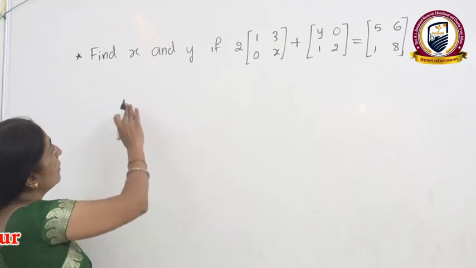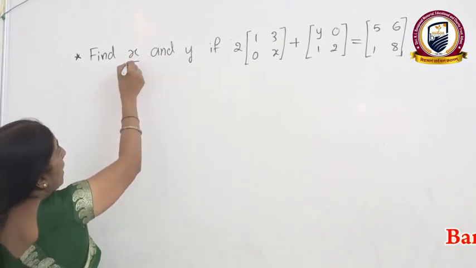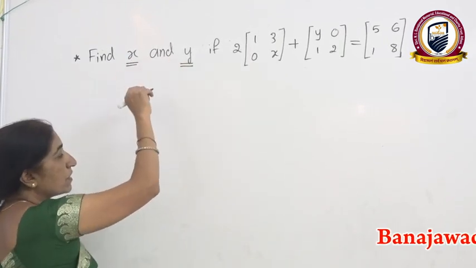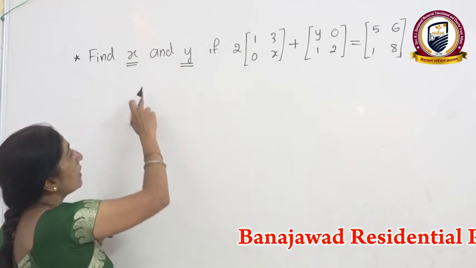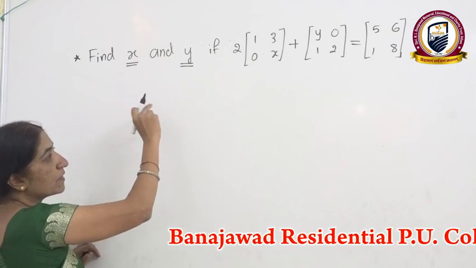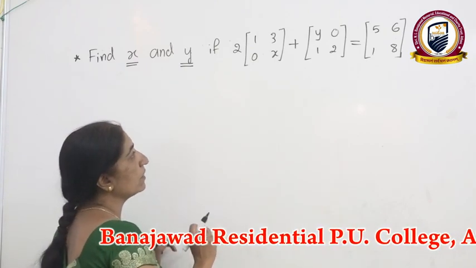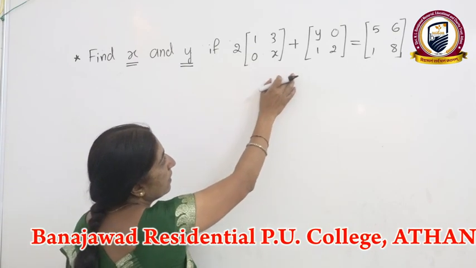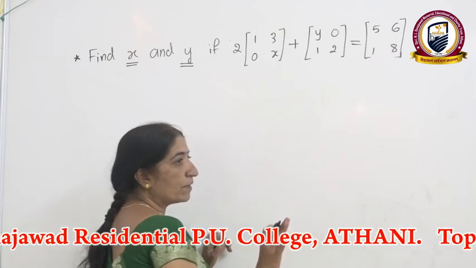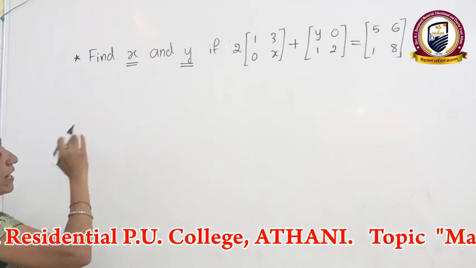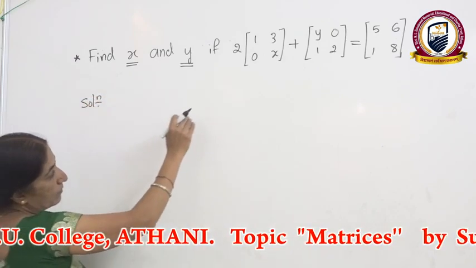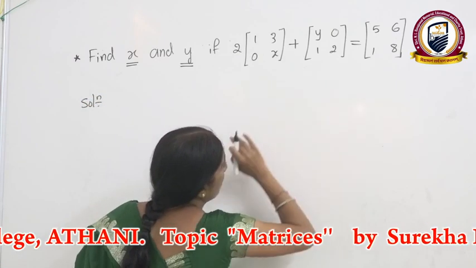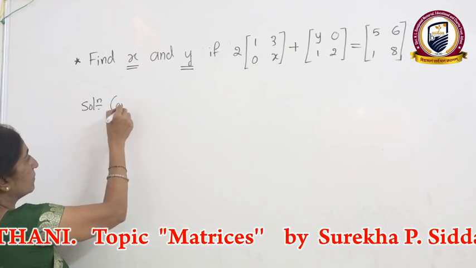In the next example, find x and y. Observe this. In the previous example, x is capital. Capital means we have to find the matrix. Here x and y are small. That means we have to find the elements of the matrices. And this expression is given. Remember, when you are finding the unknown values, you have to write the left side as well as the right side. That means you have to write that whole expression as it is.